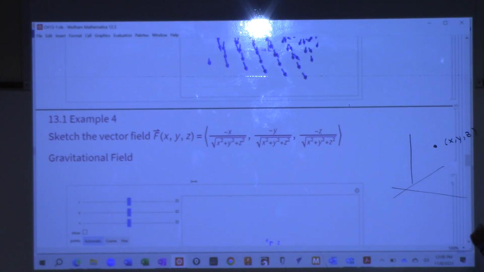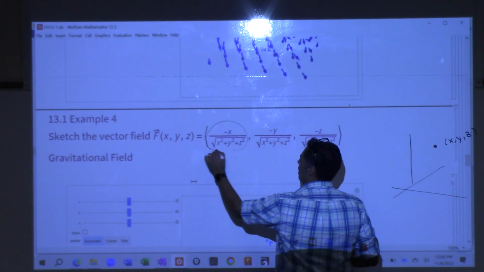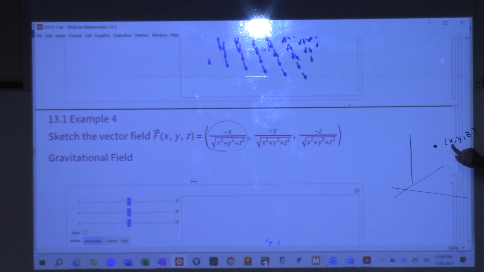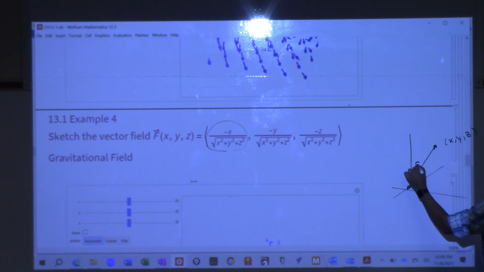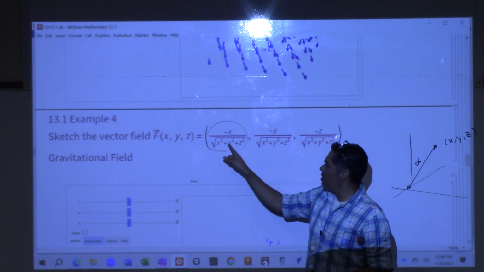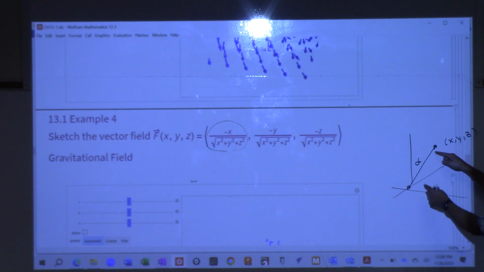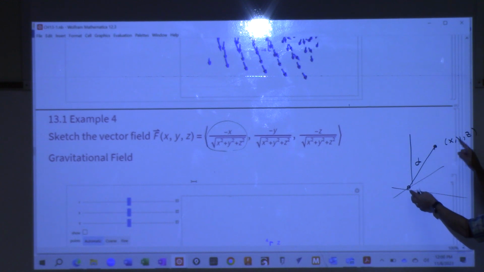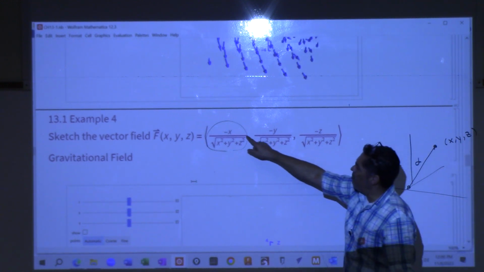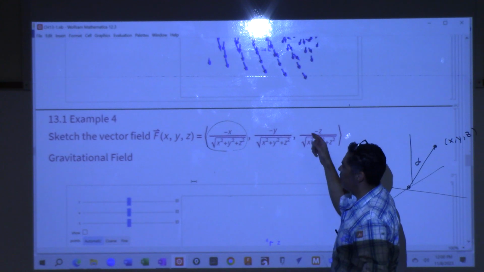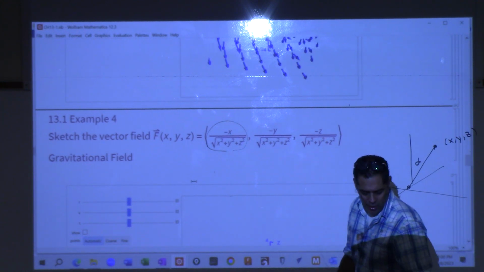The x component of that is just going to be the negative of the x-coordinate divided by the magnitude, the distance from the origin to here. What's that distance? The square root of x squared plus y squared plus z squared. So what I'm doing is taking this x-coordinate and dividing it by the length of the vector, or the length from here to here. And I do that for the x, the y, and the z. I'm just returning the x-coordinate, y-coordinate, z-coordinate, but negative, which means I'm changing the direction.